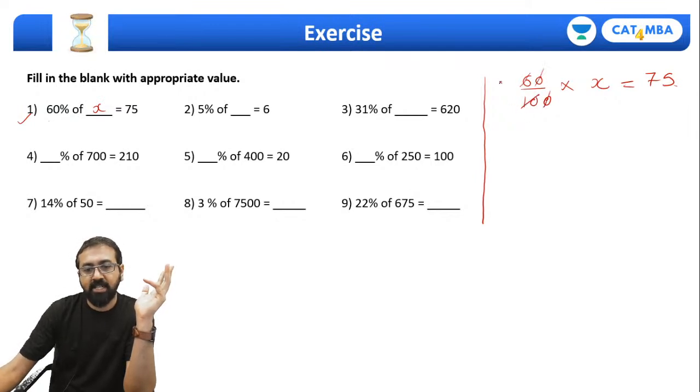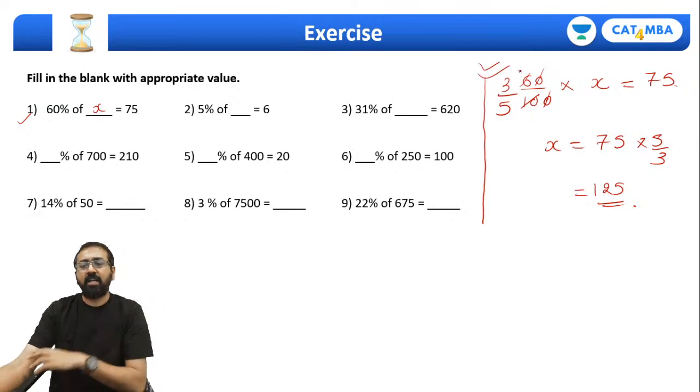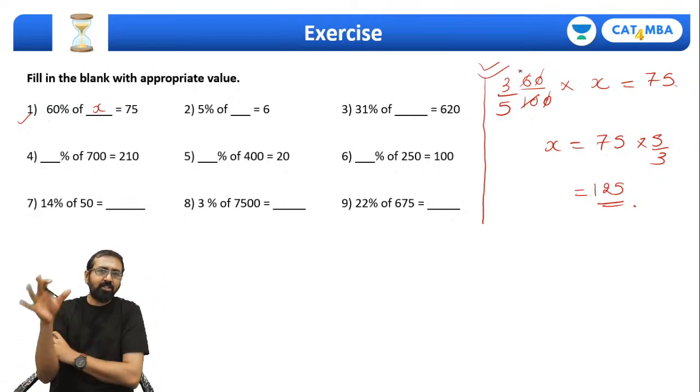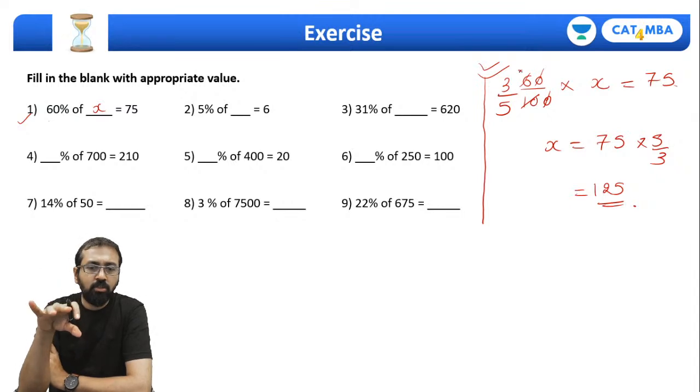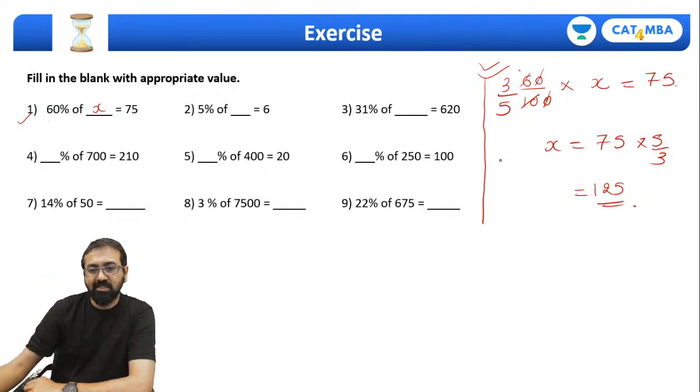So this is 6 by 10, that is 3 by 5. If I multiply it on the other side, x is equal to 75 into 5 by 3. And if we solve this, it will come out to be 125. This is the longer approach, right? Unless you don't find any other way, you will not go ahead with this one. Only when you feel that you are not able to figure out the value by trial and error or mental calculation, then you can make the equation and solve it. So this is the longer approach. The answer over here is 125.